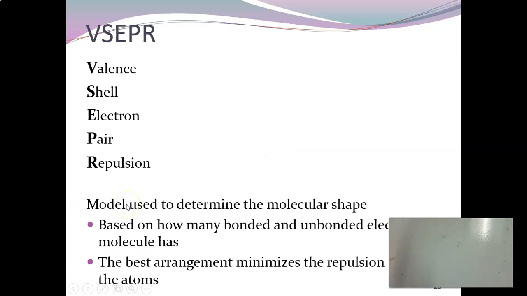Okay, so valence shell electron pair repulsion is a mouthful, so we just call it VSEPR. It's the model that we use to determine the molecular shape. It's not just a flat, one-dimensional structure. It's actually a three-dimensional structure, and we're going to show you how, based on VSEPR, the molecules are put together, and how the bonded and unbonded electrons have a great deal of influence on the shape of the particular molecule that we're talking about.